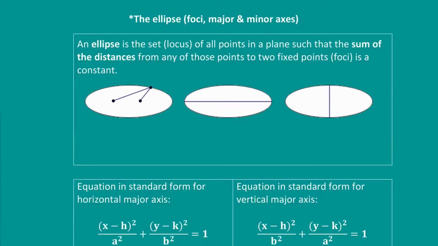Our next conic that we're going to deal with is going to be the ellipse. So let's start with the definition of the ellipse, similar to what we did with the circle and parabola. The ellipse, if we've got 2 points, we'll call this our focus 1 and our focus 2.